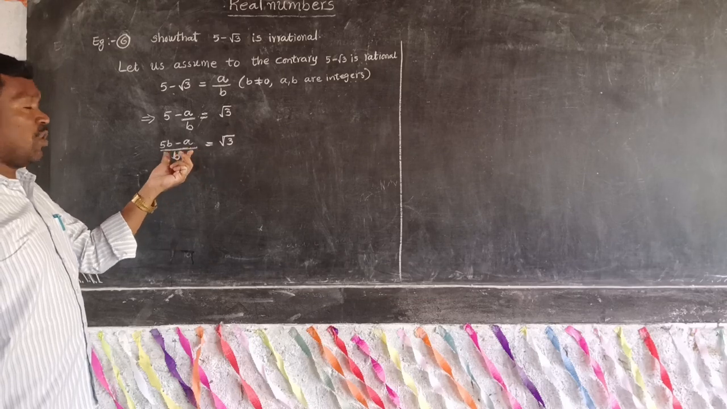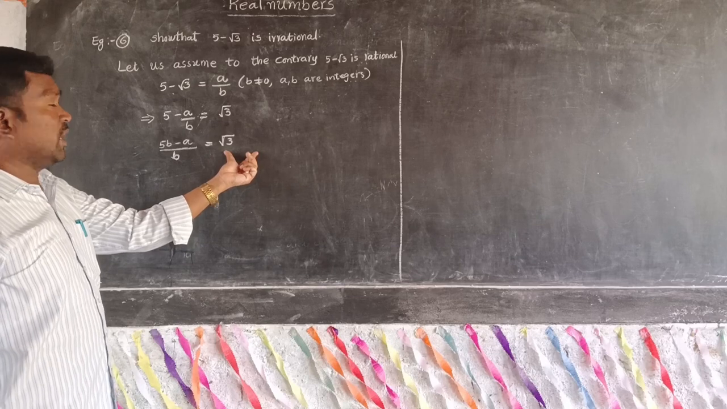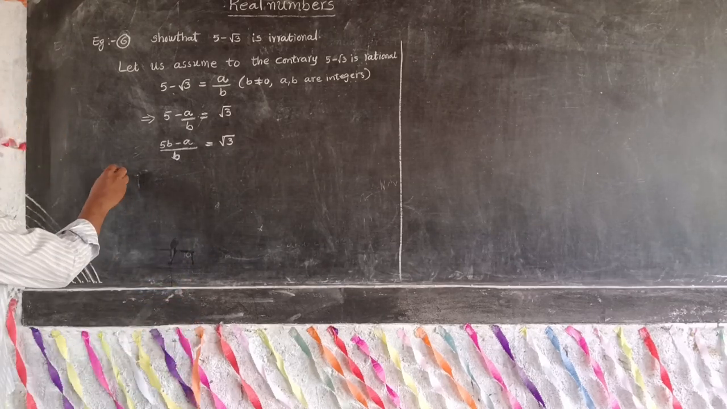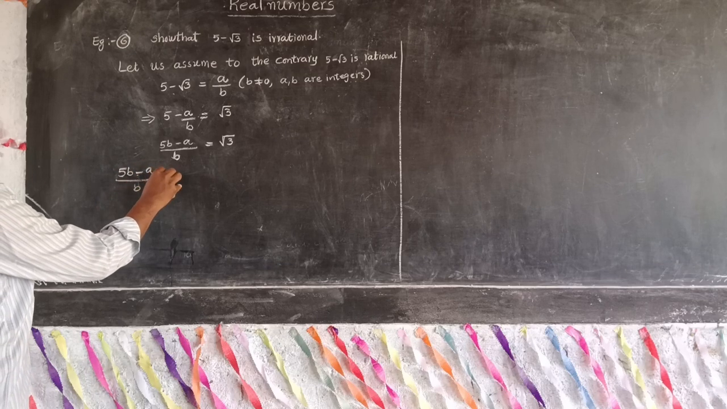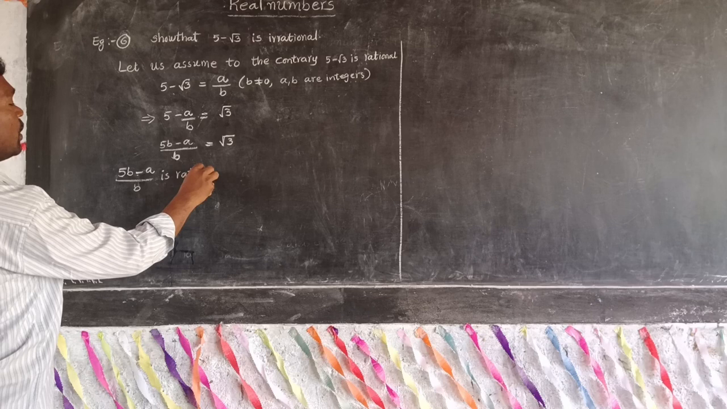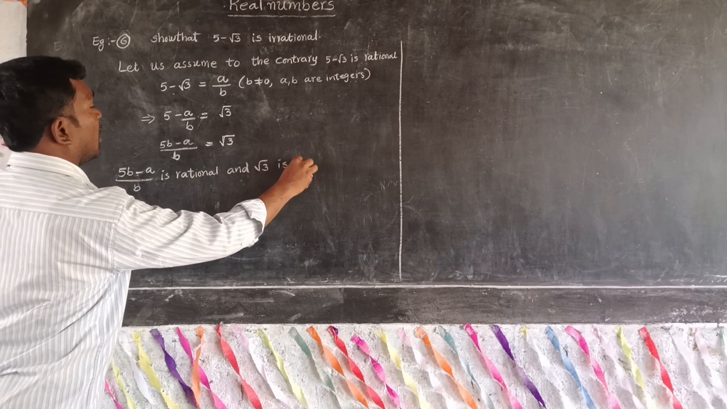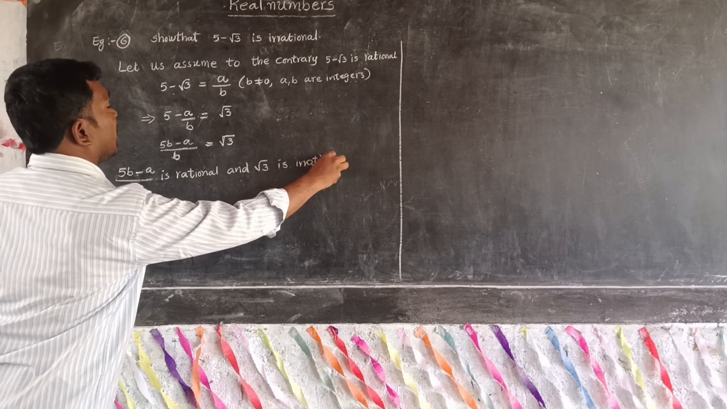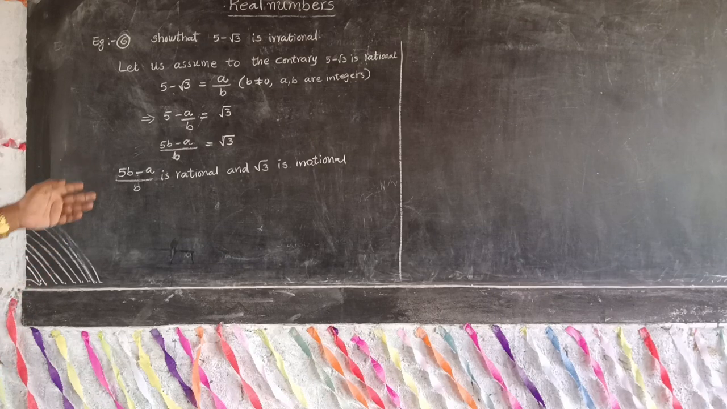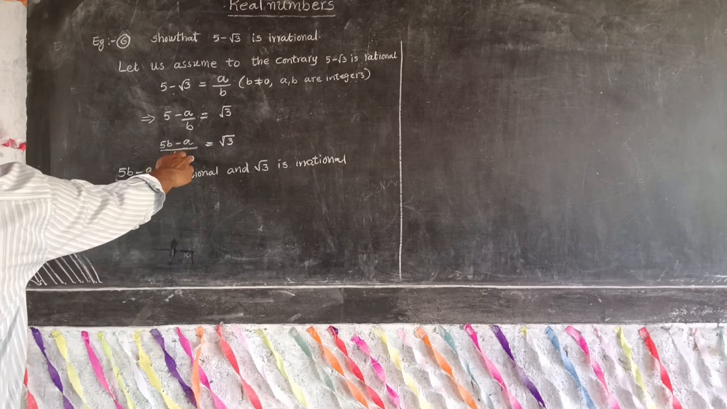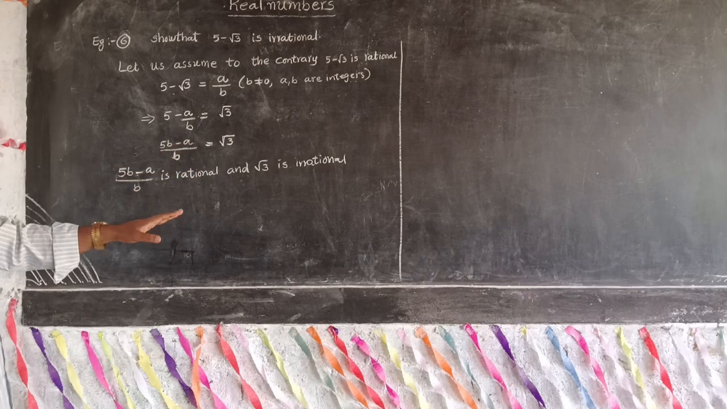The fact is that one side, the LHS, is rational while the RHS is irrational. So here 5b minus a by b is rational and root 3 is irrational. How is 5b minus a by b rational?